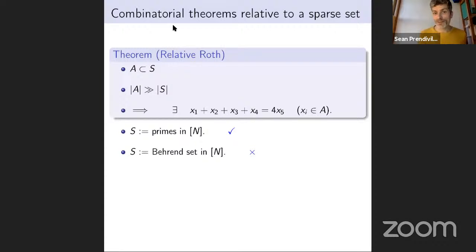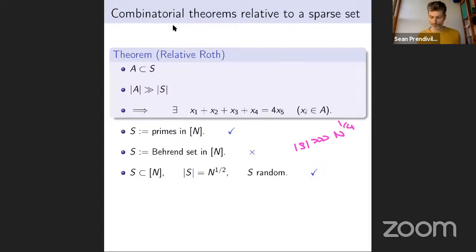You can't hope to prove a relative Roth theorem for the Behrend set because the Behrend set itself lacks non-trivial solutions to this equation. That's bad news. Some good news is you can go very sparse if your host set is random. So if you take a random subset of this interval whose cardinality is root of the length of the interval, then almost surely a relative Roth theorem does hold for this random host set. And in fact, I think n to the 1/2 is quite a crude bound here, and one can tolerate much smaller random sets, something which is maybe significantly larger than n to the 1/4, I think. Okay. So random sets are good host sets for relative Roth theorems.